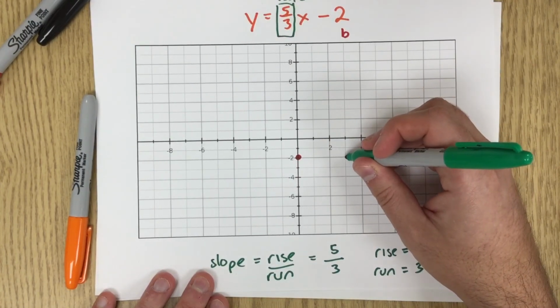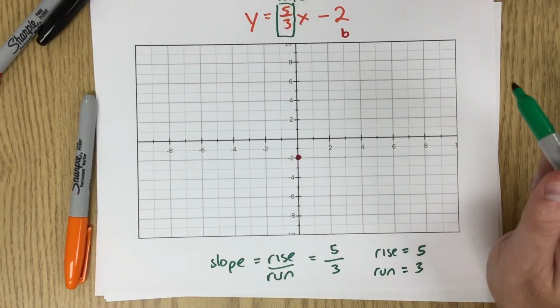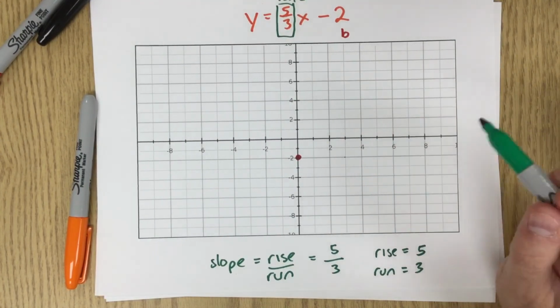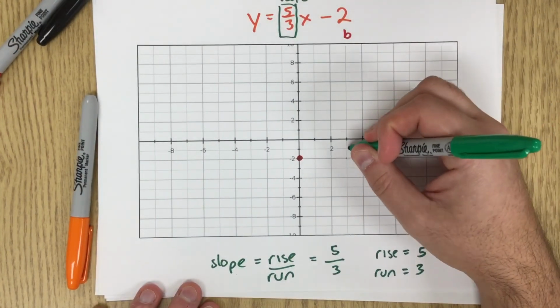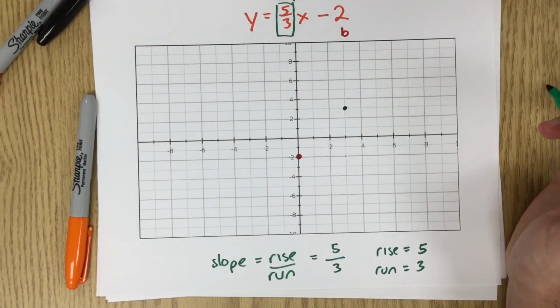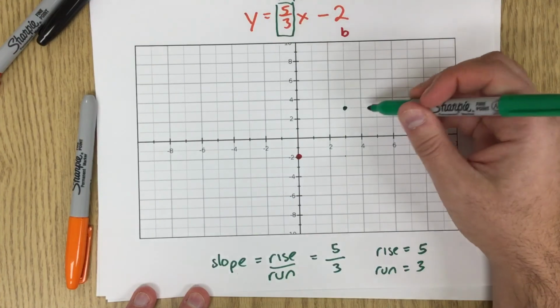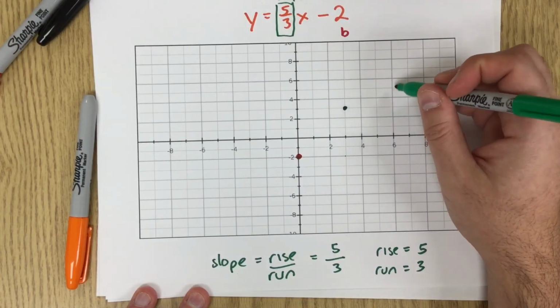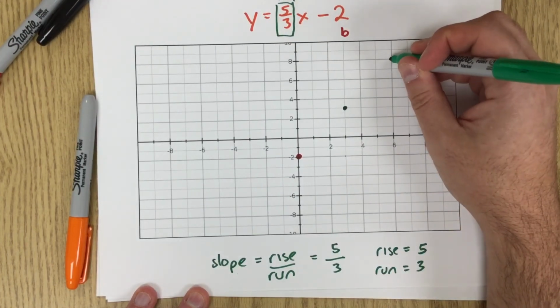You shouldn't put a point here. Sometimes I put a little dot just to locate myself, but you don't want to put an actual point because that's not on the graph. Then rise 5, 1, 2, 3, 4, 5. And there we go. Then from that point, we're going to do it again. Run 1, 2, 3, rise 1, 2, 3, 4, 5. And there's another point.